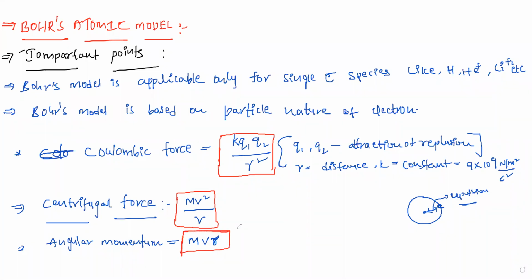This is for the rotation of electrons around the nucleus. This is Coulombic force K into Q1 Q2 by R square, this is centrifugal force mv square by r, and this one is angular momentum mvr.